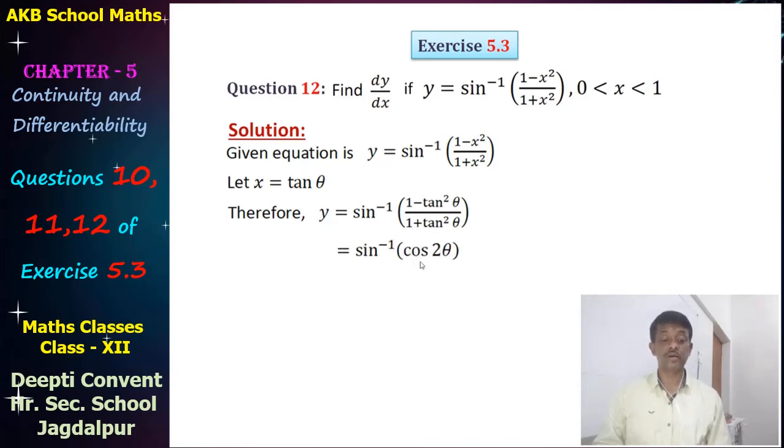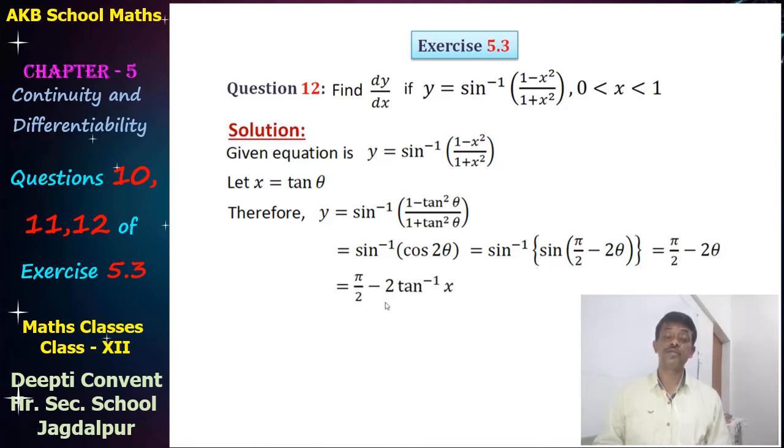Now convert cos to sin by using sin(90 minus theta) equals cos theta, we know. So this is cos 2 theta, and this can be written as sin(pi by 2 minus 2 theta). Now sin cancels out, we get pi by 2 minus 2 theta. 2 theta means tan inverse x. Thus we get y equals pi by 2 minus 2 tan inverse x.